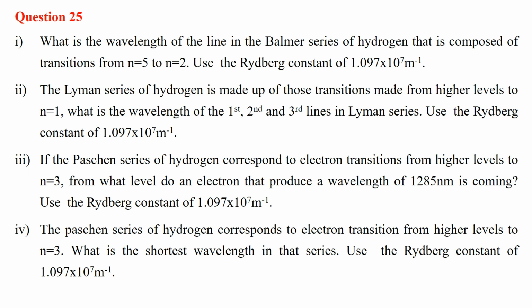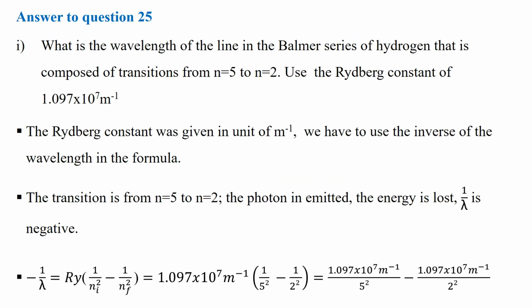Sub-question number 1 is asking what is the wavelength of the line in the Balmer series of hydrogen that is composed of the transition from n equal to 5 to n equal to 2. They have given the Rydberg constant in meter minus 1. So for this one we need to use 1 over wavelength as the formula, and they are asking for the wavelength. Then we have Ni equal to 5 and Nf equal to 2. So it's only a matter of replacing in the formula and getting the answer.